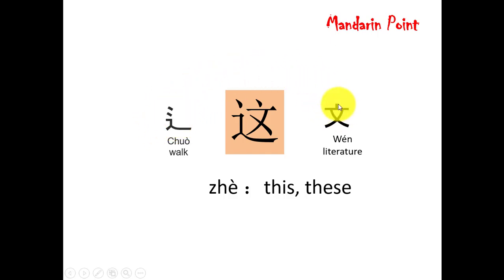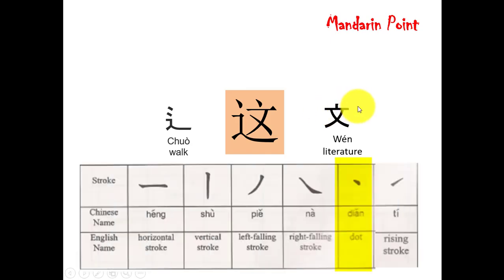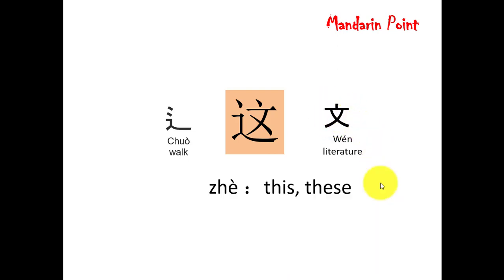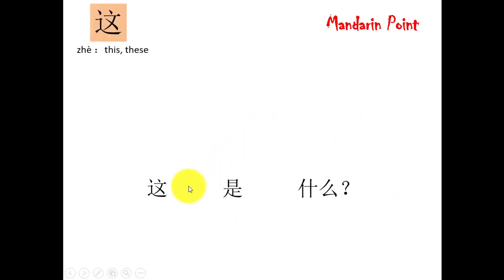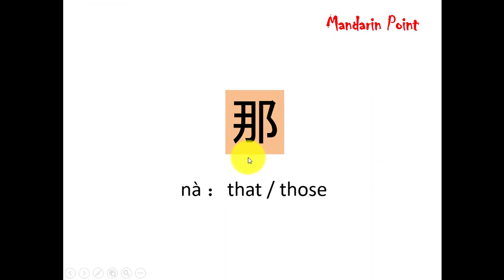from basic strokes. For example, here we have dot, horizontal stroke, left falling and right falling. Let's find an example. 这是什么? This is what? What's this? 这是什么?